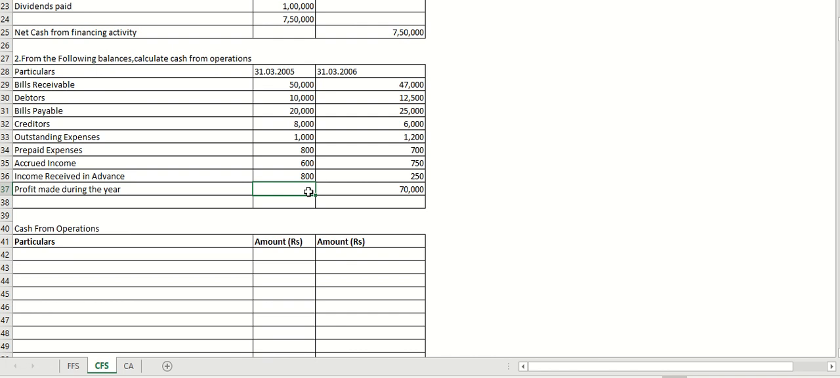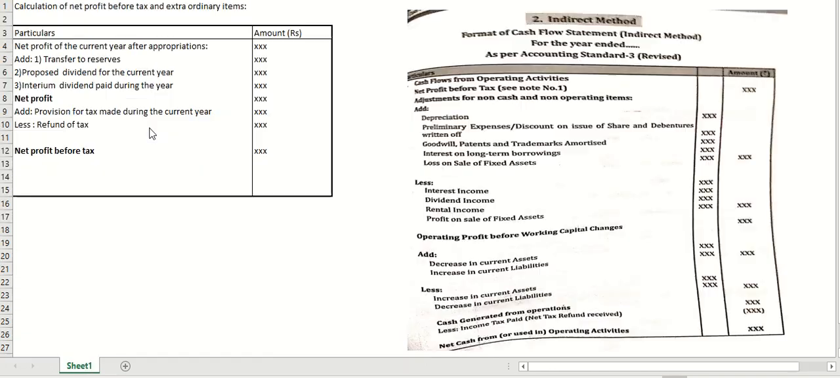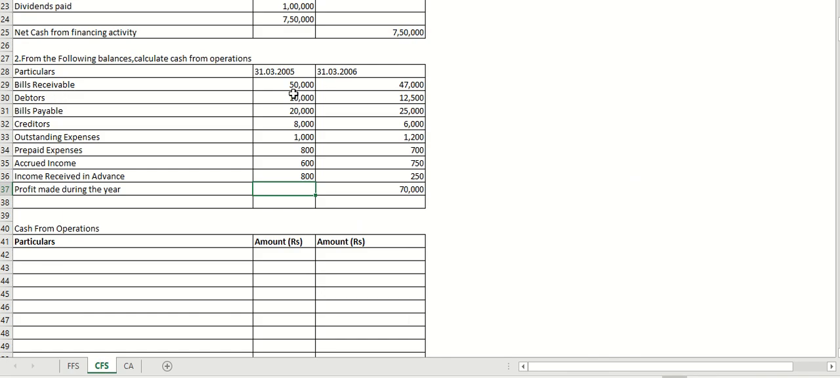So they have given bills receivable, 50,000 and 47,000. Bills receivable is a current asset. So when it is decreasing, you will add. So decrease in current asset and increase in current liability will be added. I again repeat, decrease in current asset and increase in current liability will be added. So bills receivable is reduced, so you will add it.